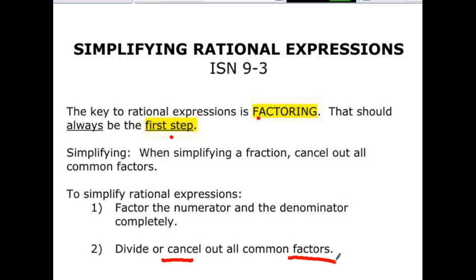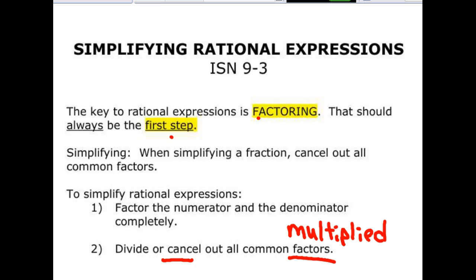What's a factor? Well, let's start with a number that you know, hopefully. What are the factors of 15? 3 and 5 are factors of 15. Why are 3 and 5 factors of 15? Because you multiply them together. Factors are things that are multiplied together. You can only cancel factors.